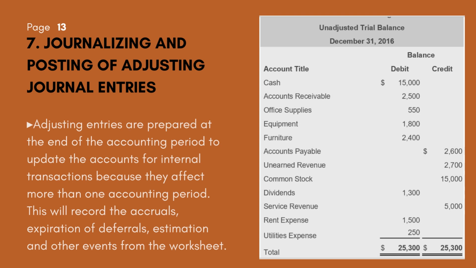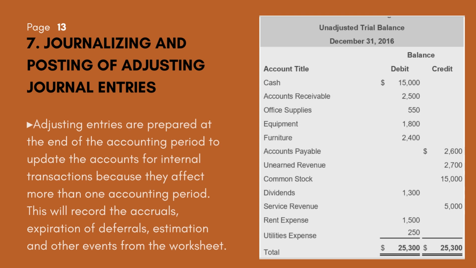So, journalizing and posting adjusting journal entries are essential steps in the accounting cycle that help ensure the accuracy of financial statements. These entries are made at the end of the accounting period to recognize revenues and expenses that have been earned or incurred but have not yet been recorded. So, here's an explanation of the process of journalizing and posting adjusting journal entries.